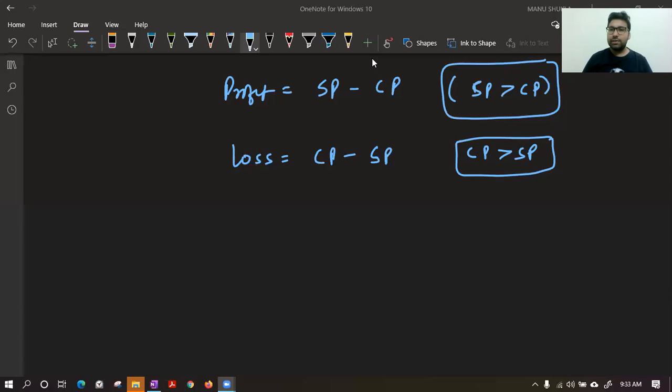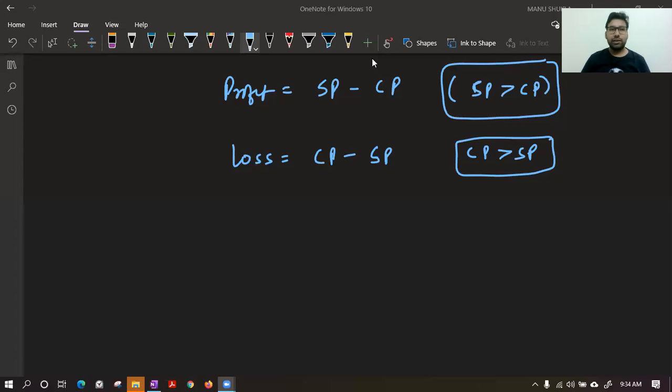Actually, CP is the price at which we purchase something. Suppose I am a shopkeeper, and I am purchasing a laptop from a factory at 20,000 rupees, and I am selling it to you at 24,000. So the CP is 20,000 at which I have purchased, and SP is 24,000 at which I am selling you this product. So now Arnav, you can understand, if SP is 24,000, more than CP, which was 20,000, obviously it is a profit of 4,000 rupees to me.